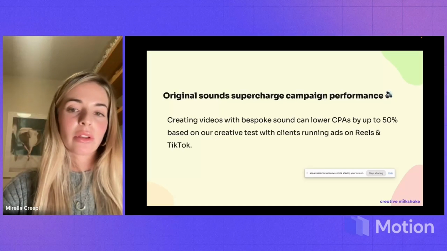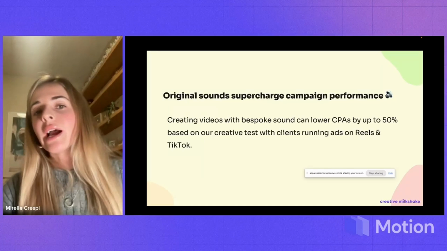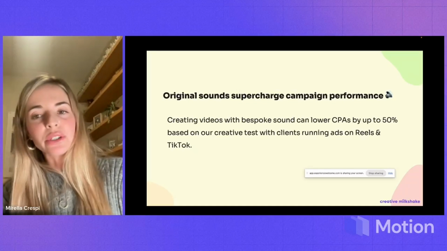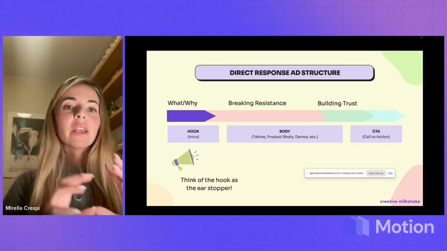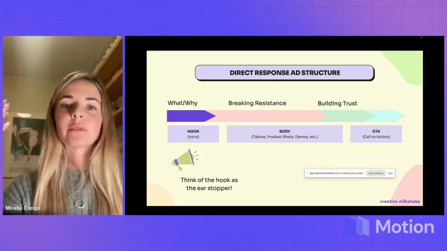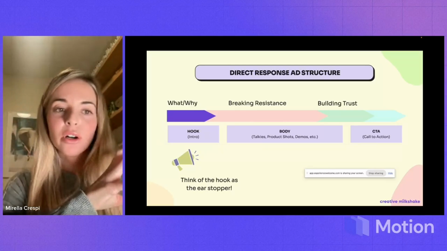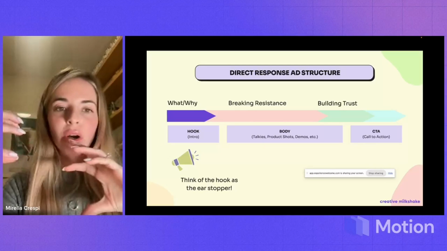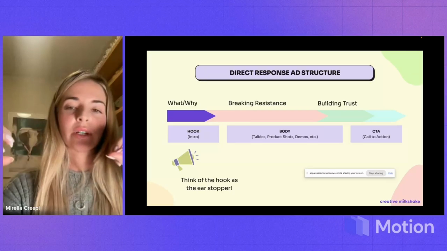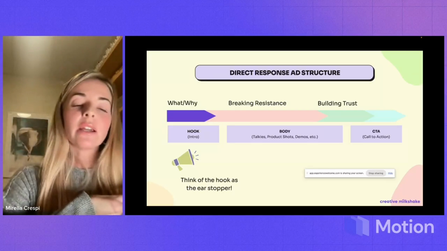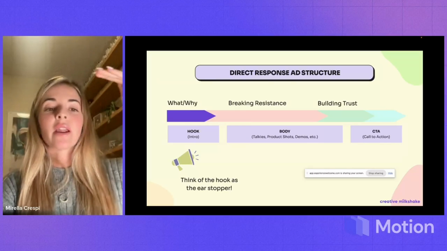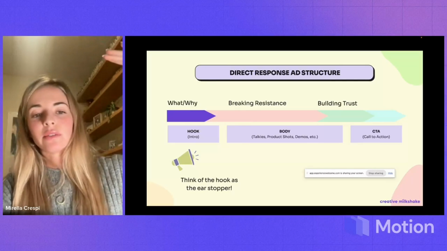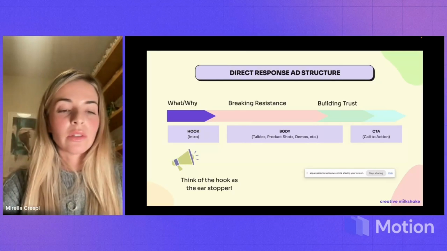We've been testing this with a lot of our partners, and when we add bespoke sound, it can lower your CPAs by up to 50%. So if we take our direct response ad structure, where you have your hook, which is your what, why, your body, which works to break resistance and build trust, and your call to action, think of the hook as the ear stopper. So really pay attention to that other layer element of your creative, which is the sound.